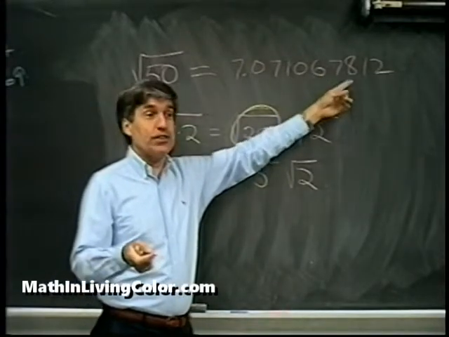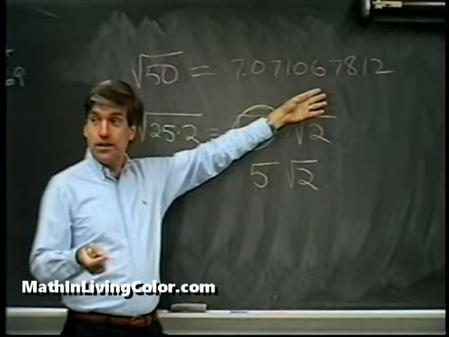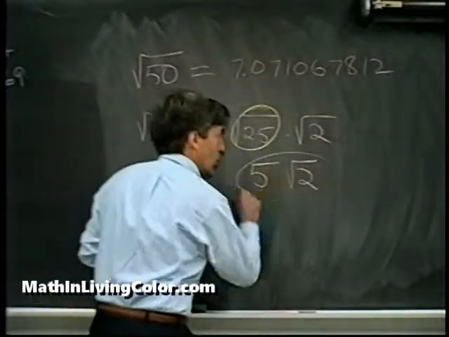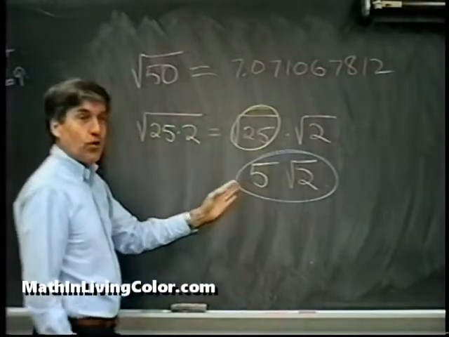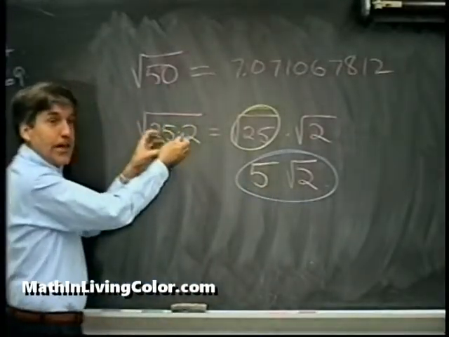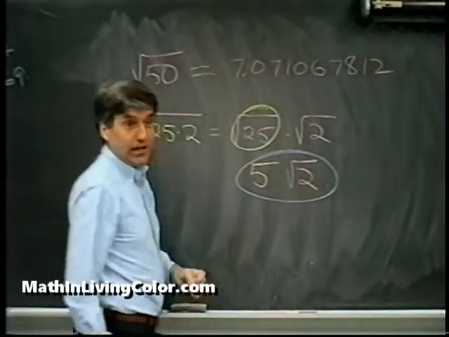106, exactly the same thing, right? It's the same thing, okay? So this is what we call the simplified radical form. Simplified radical form is when you try to get all the perfect square factors out of the radical and have a number times a smaller radical.